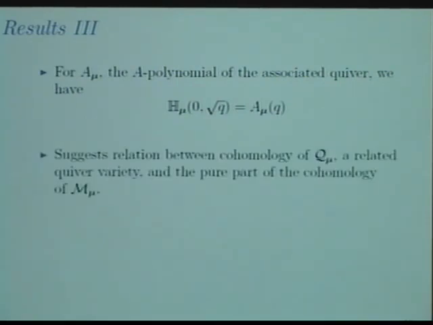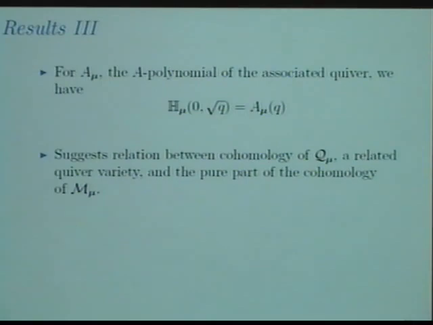So this suggests a relation with the cohomology of an associated variety. Victor Kac's polynomial counts the number of absolutely indecomposable representations of the quiver, but associated to that quiver there is a variety, Q mu hat, which has that number of points. And I'll describe at the very end how to describe that variety in our situation. So this related quiver variety has the same dimension as mu hat. It has polynomial count, namely the count is the A polynomial of the quiver, but in fact it has pure mixed structure.